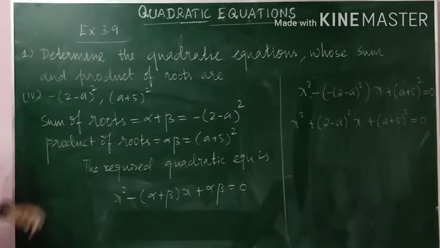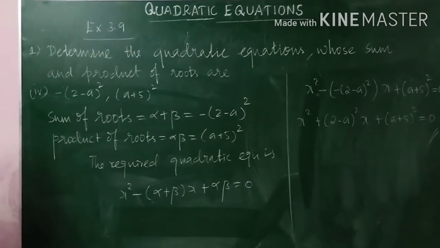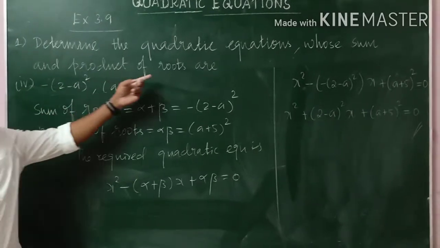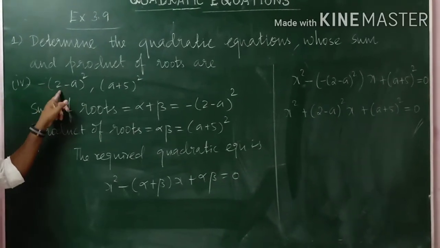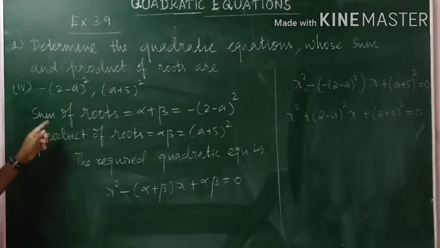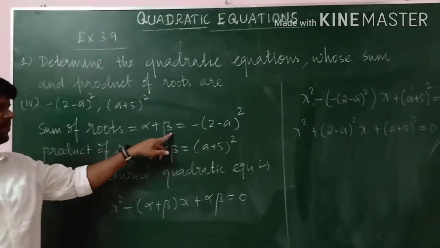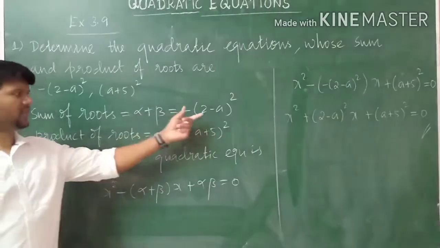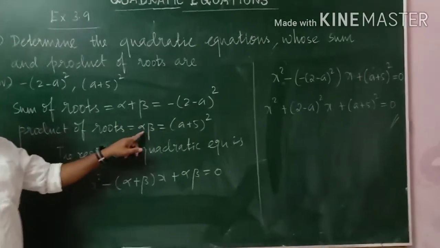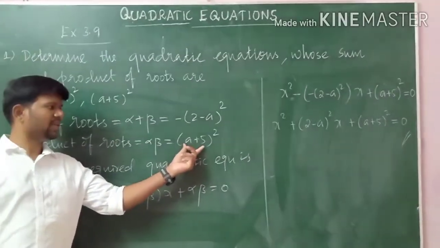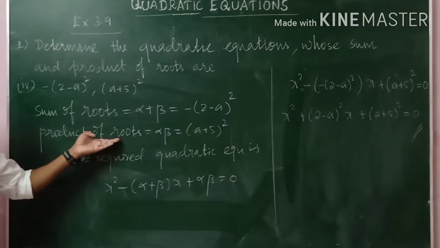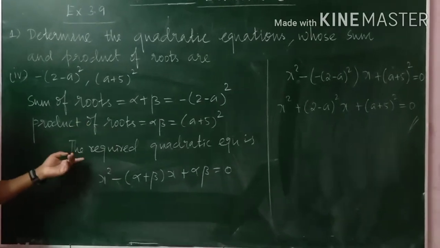So exercise 3.9, first question, fourth part. Determine the quadratic equation whose sum and the product of roots are minus of (2 minus a) the whole square and (a plus 5) the whole square. That is, sum of roots alpha plus beta is what? Minus (2 minus a) the whole square, and the product of roots, what? Alpha and beta, it is (a plus 5) the whole square. If we know the sum of roots and the product of roots, how can we find the quadratic equation?